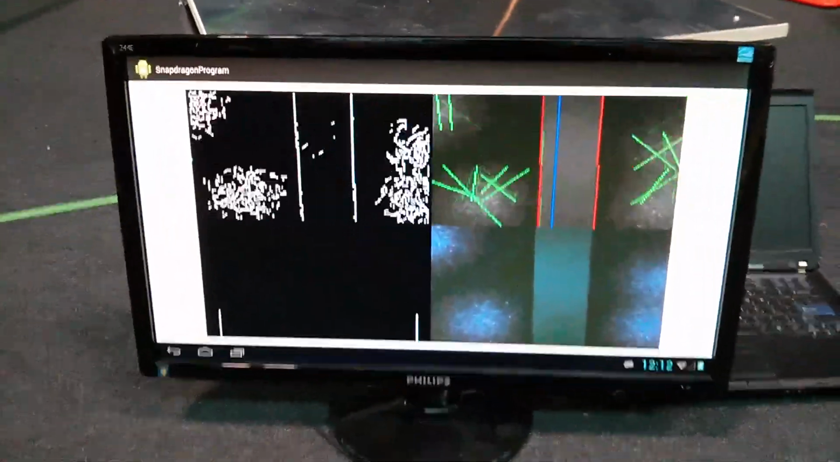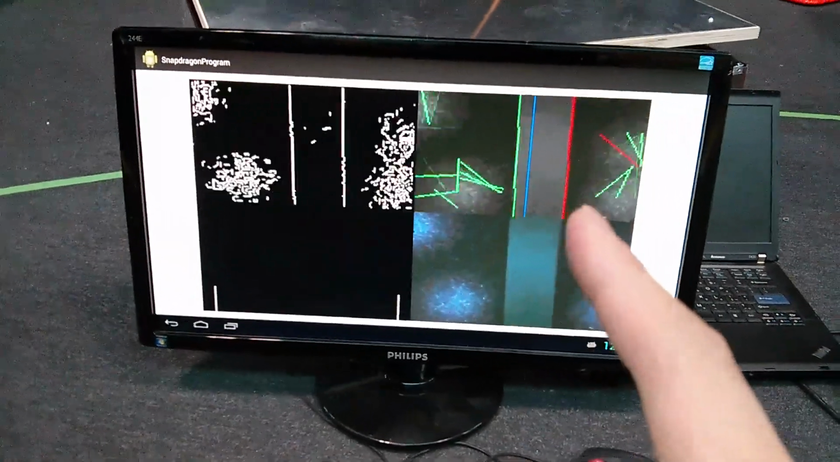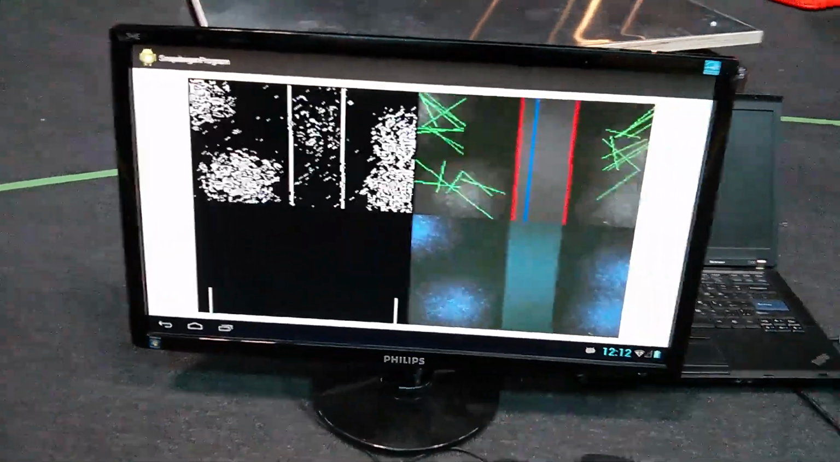Our controller basically works on the angle difference and the distance error.